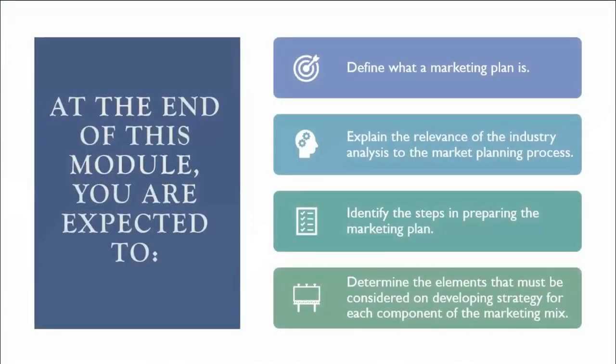At the end of this module, you are expected to, first, define what a marketing plan is. Second, explain the relevance of the industry analysis to the market planning process. Third, identify the steps in preparing the marketing plan. And the fourth one, determine the elements that must be considered on developing strategy for each component of the marketing mix. Question: familiar or not?